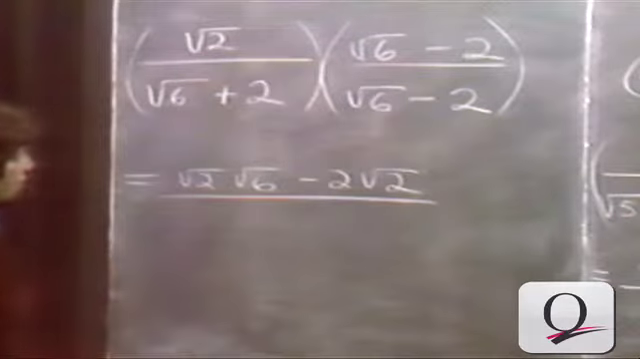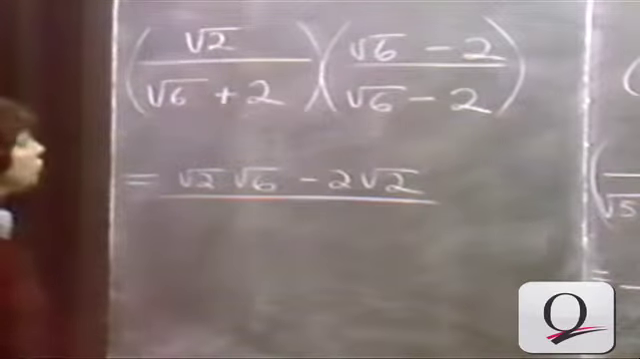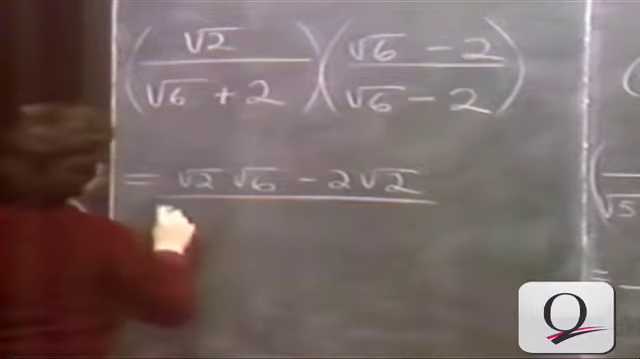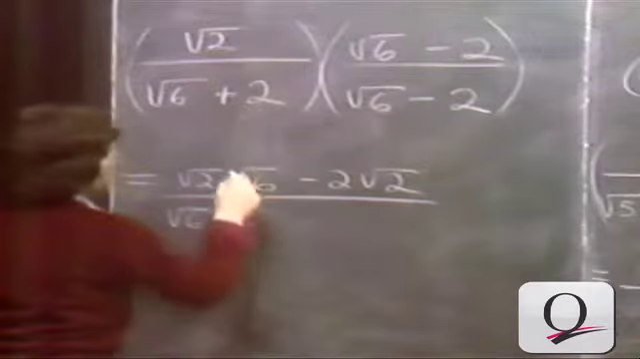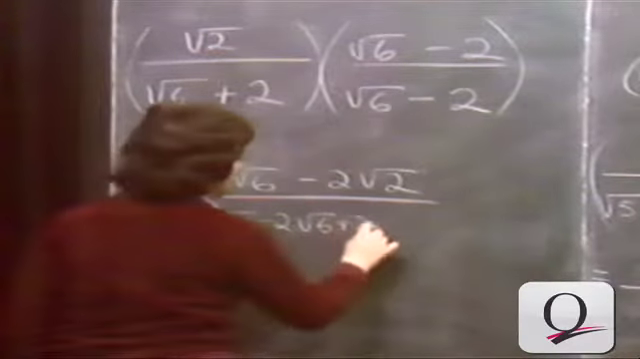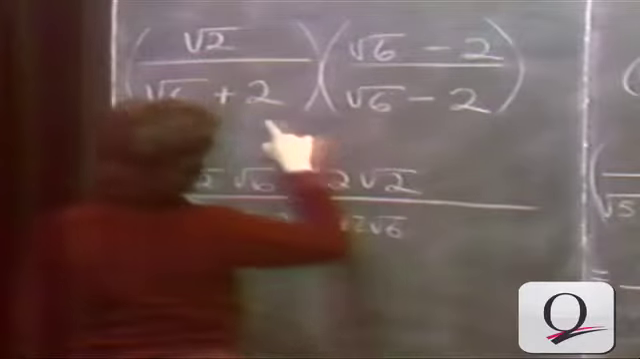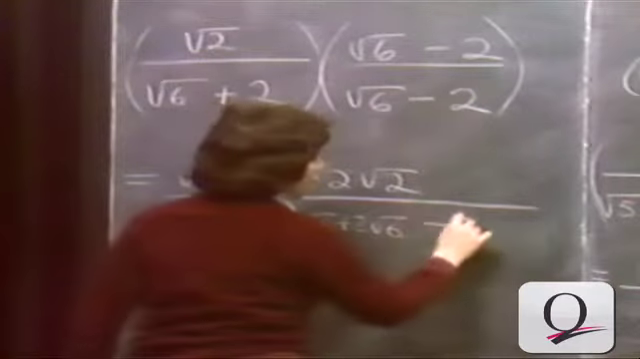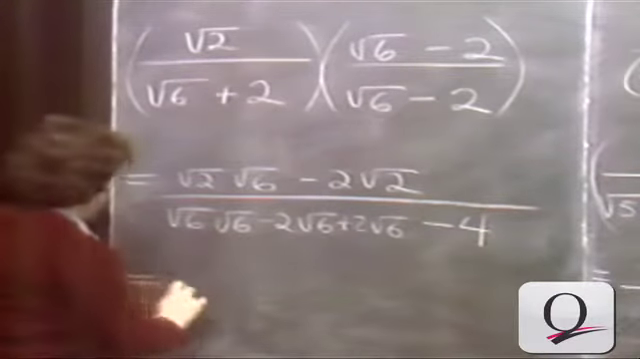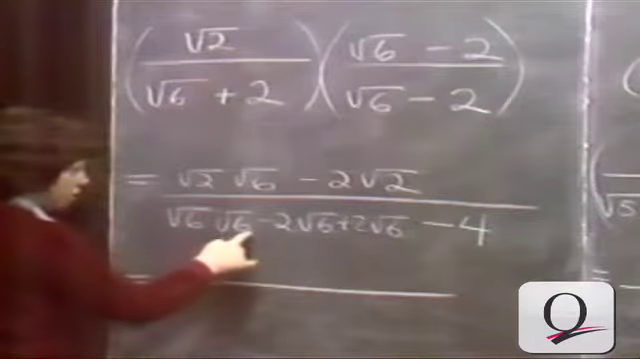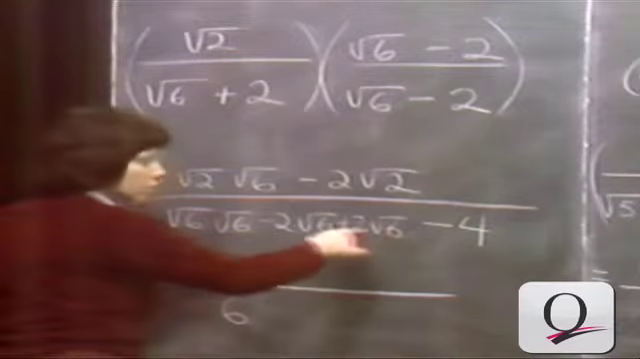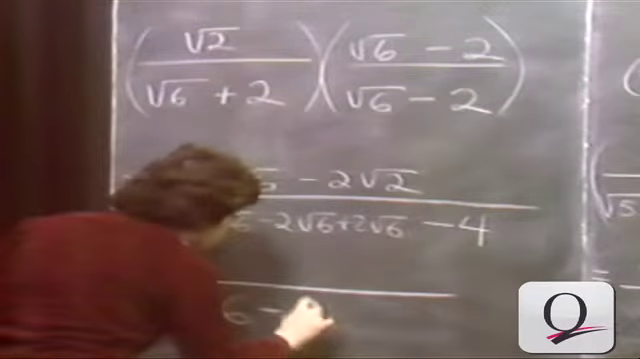By the way, if this is hard for you to do in your head, there's nothing wrong with doing it by the FOIL method. Okay, if you did do it by the FOIL method, you'd have the square root of 6 times the square root of 6. Outer is minus 2 the square root of 6. Inner is plus 2 the square root of 6. And the last is plus 2 times minus 2, which is minus 4. Okay? The important thing is that in the bottom, you get just square root of 6 times the square root of 6, which is 6. The outer and the inner will drop out, minus 4.